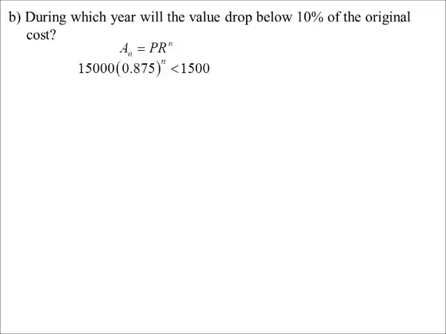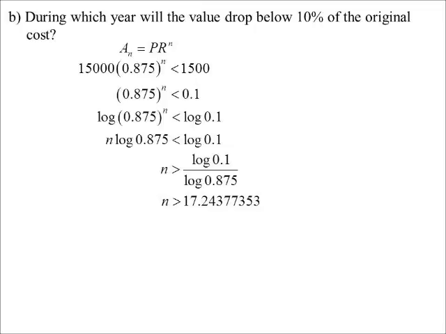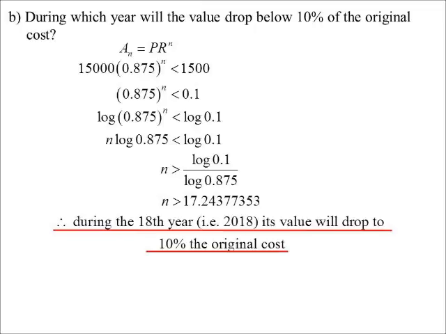So 15,000, so an exponential inequality to solve here. We've got to bring the n in front, divide by log 0.875, but 0.875 would be... So if you... Flip the side. Change the side. Oh, that's blasphemy. Change the side. So n is greater than 17.24. So it'll be the 18th year, which is 2018. Because the first year is 2001, second year is 2002, so the 18th year, sometime in that 18th year, it will become 10%.